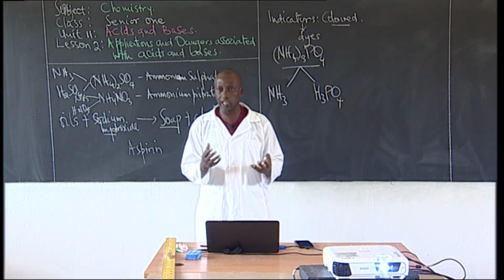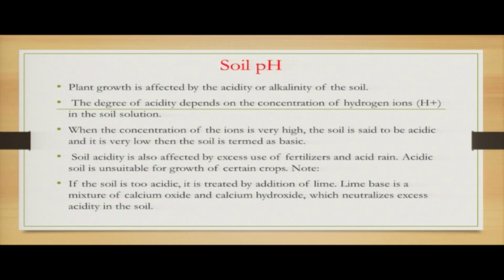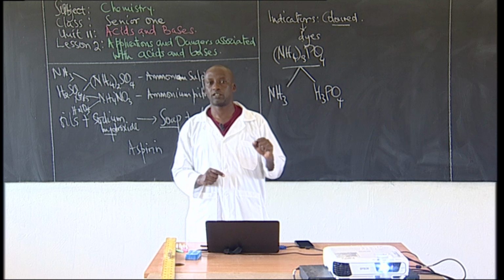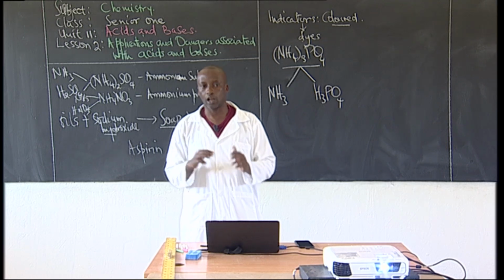We can also talk about soil pH. Plant growth is affected by the acidity or the alkalinity of the soil. The degree of acidity depends on the concentration of hydrogen ions in the soil. When the concentration of hydrogen ions is very high, the soil is said to be acidic. When the concentration of hydrogen ions is low, it is said to be basic. So low pH corresponds with acidic, and high pH corresponds with basic.